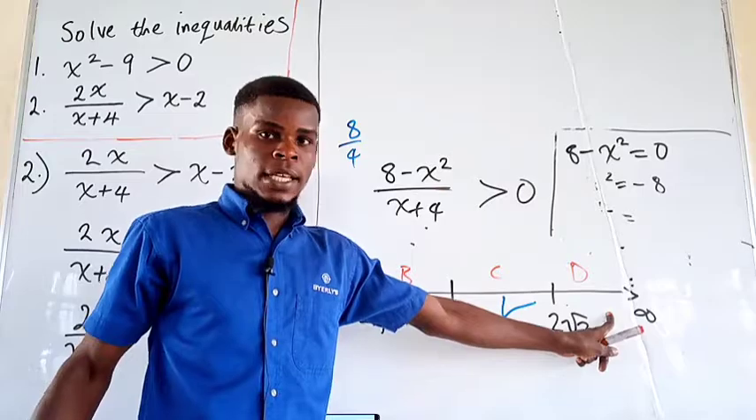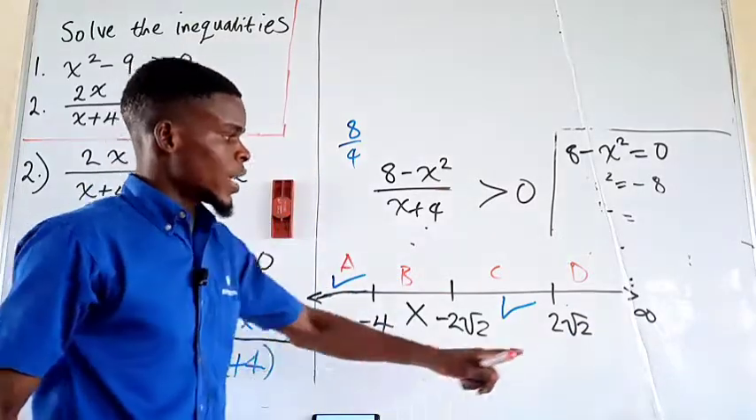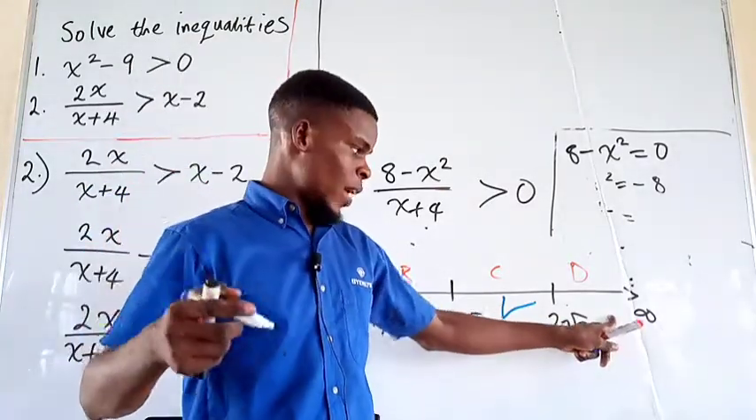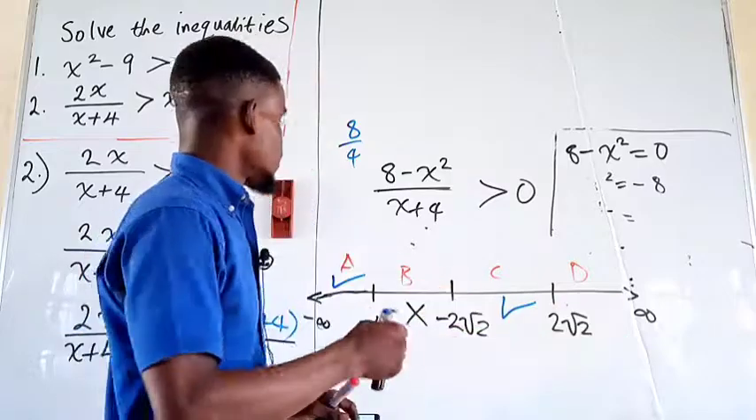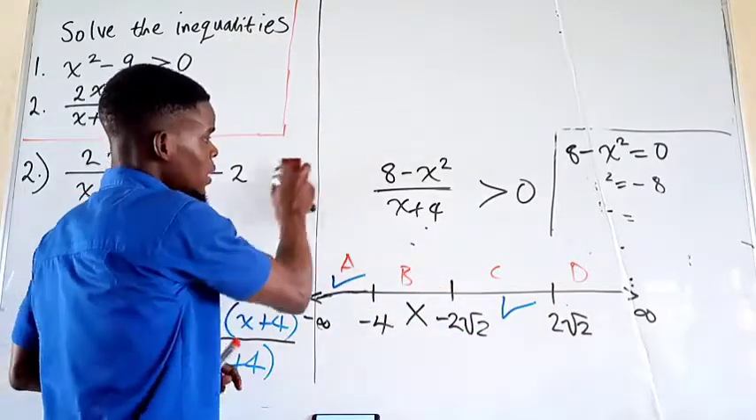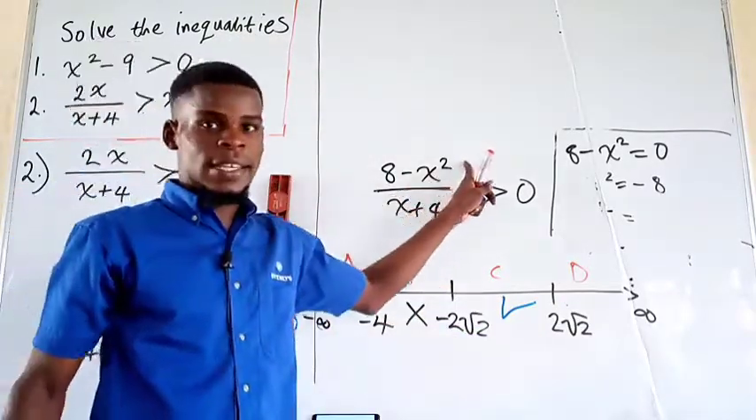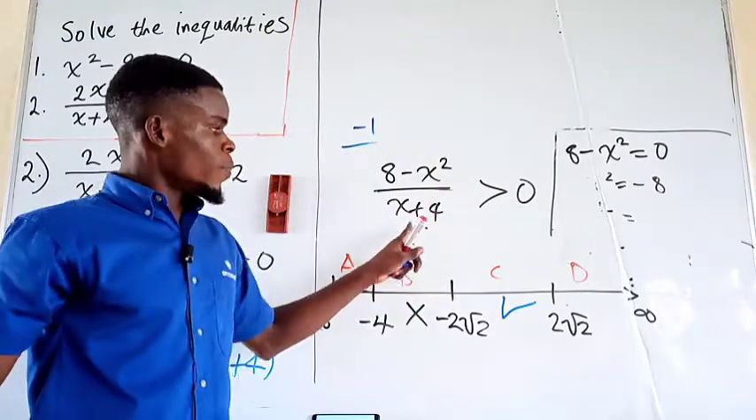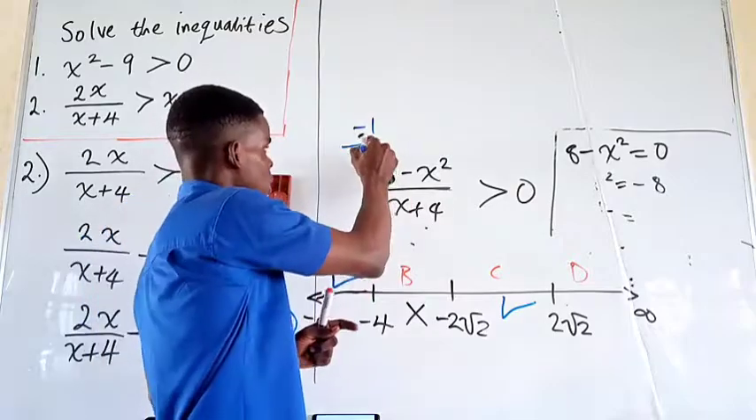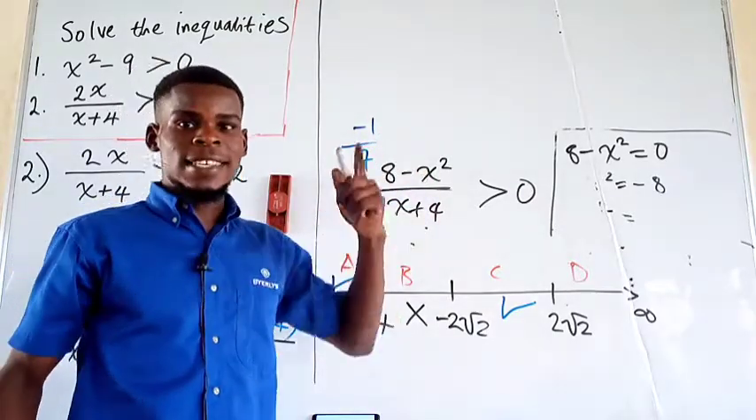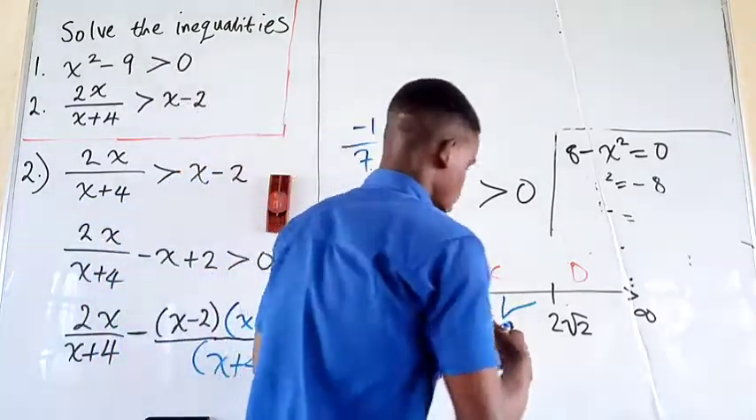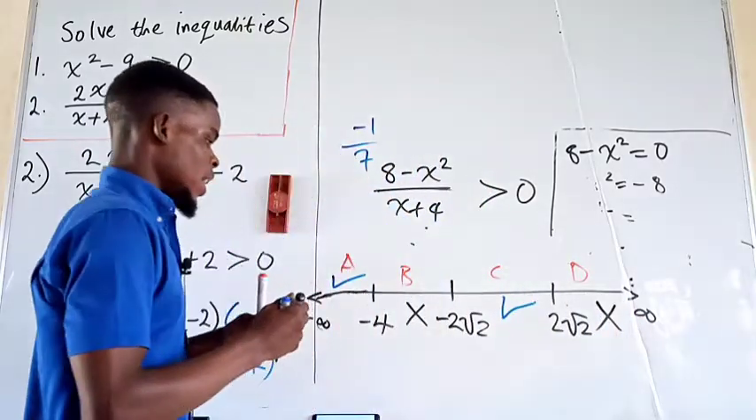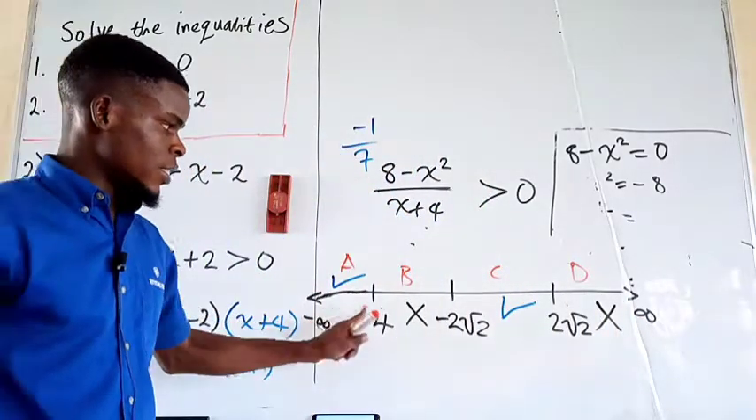On this other side, we can see 3, 4, 5. In fact, let's just pick 3. 3 squared is 9. 8 minus 9 is -1. 3 plus 4 is 7. -1 divided by 7 is less than 0. So this fails. Now we have the intervals that satisfy this and that.